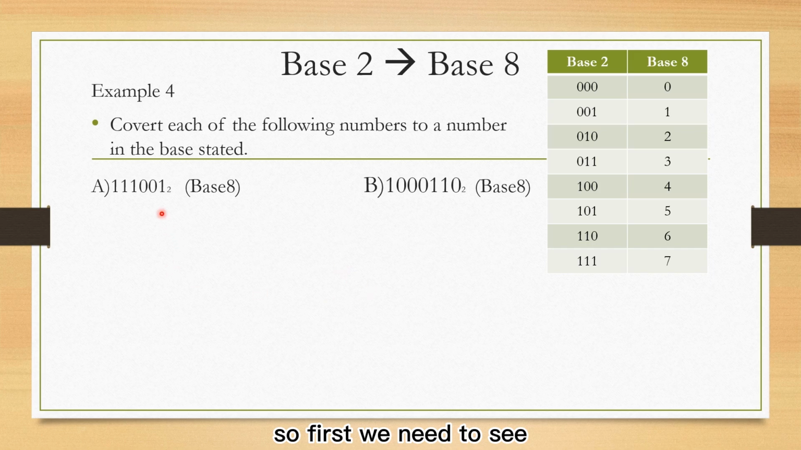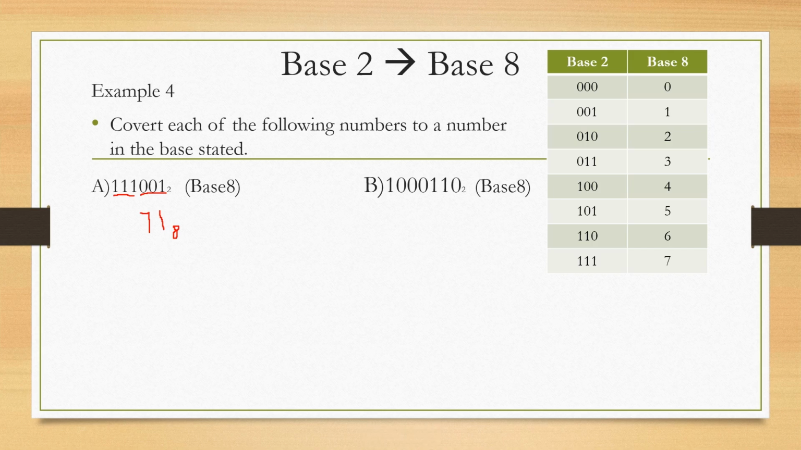So first, we need to look at it 3 digits by 3 digits. First 0, 0, 1, please refer to 1. And 1, 1, 1, which is 7. So the answer that we get is 71 base 8.